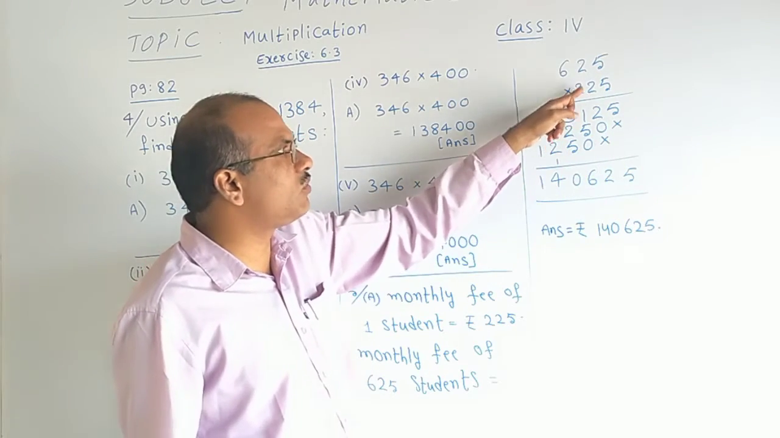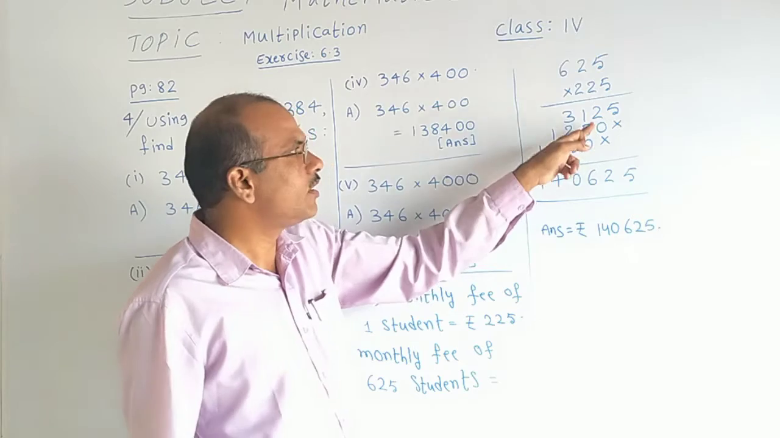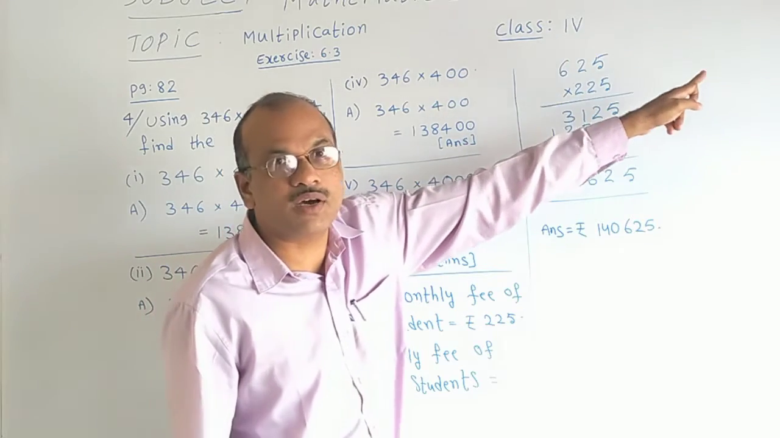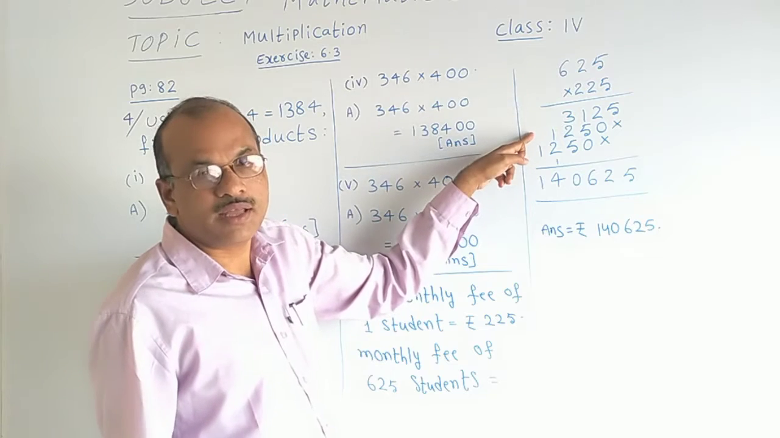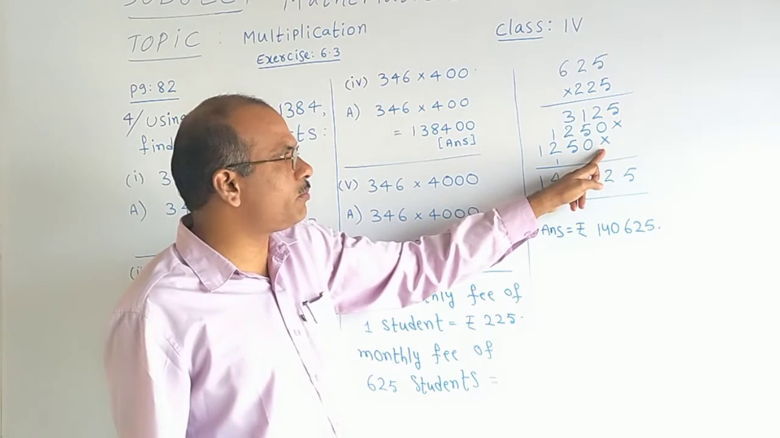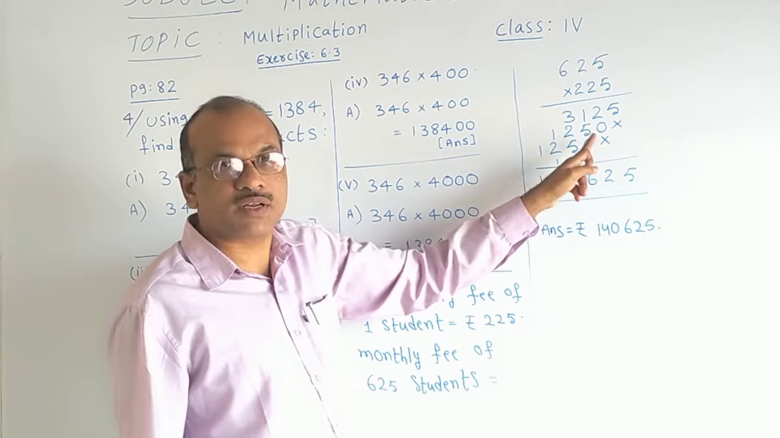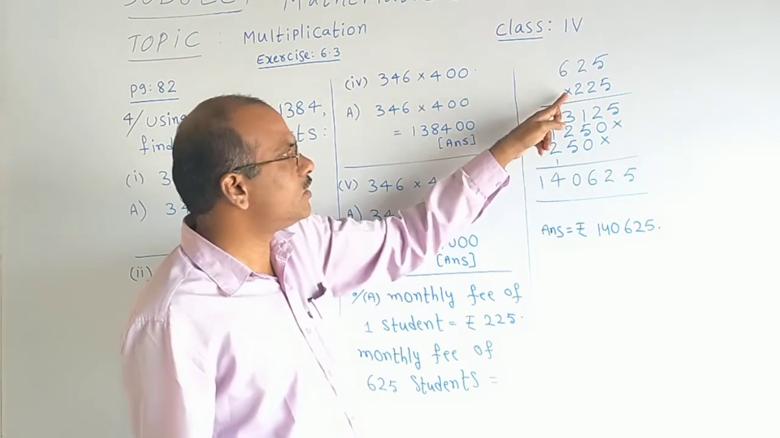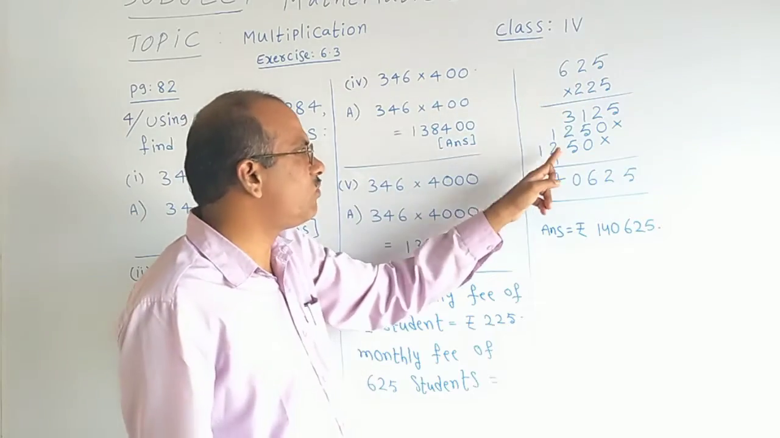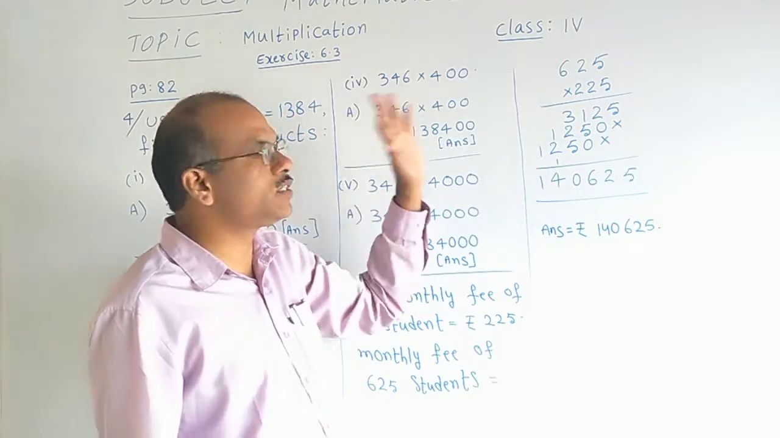Then 2 table, 2 5s are 10, 2 2s are 4 and that 1 addition is 5, 2 6s are 12. Am I correct? Now into symbol under this first digit for the second row. Then 2 table, 2 5s are 10, 2 2s are 4 and 1 is 5, 2 6s are 12.